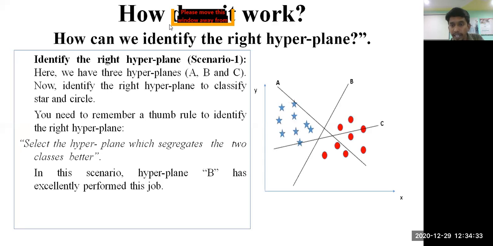If I consider A, it is only segregating the stars separately. It is not concerned about the circles. You can see 5 points are above the hyperplane and 3 points of circles are below the hyperplane. In the same manner, C is also not separating the stars and circles properly. Only B is doing this task perfectly. That's why B is considered the better hyperplane among the three.